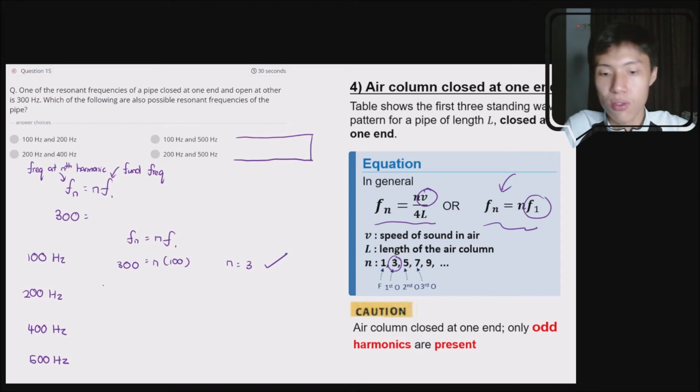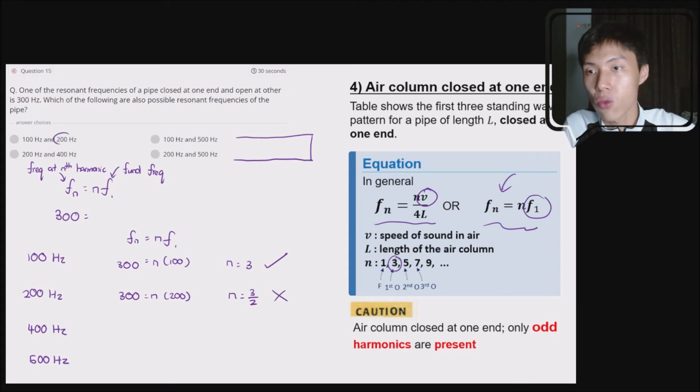Okay, next you look at 200 hertz. 200 hertz is smaller than 300, so 200 is definitely more suitable to be the fundamental frequency. So you write down 200 over here, then you know 300 is over here. If you do your maths, you know that the n over here is 3 over 2. 3 over 2 is not one of the options here. Therefore, you know that this is definitely not a logical wave to use.